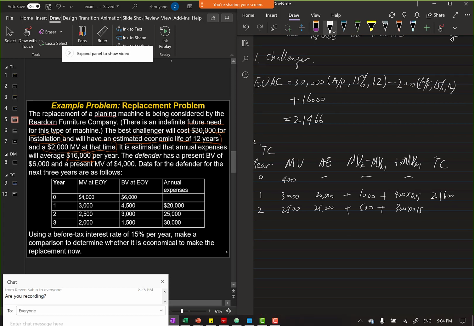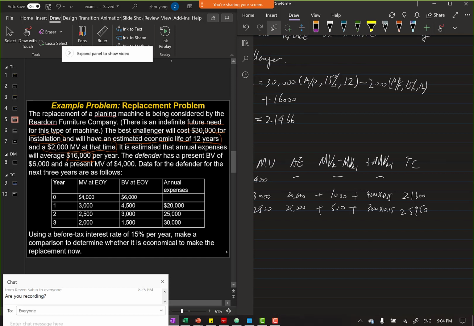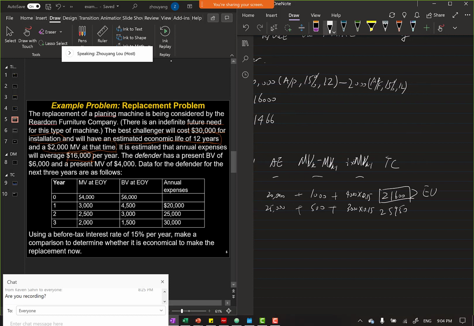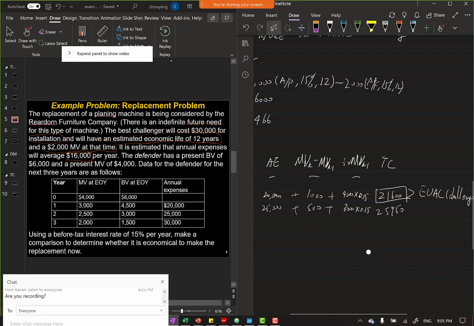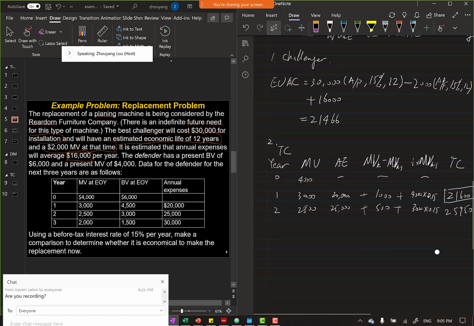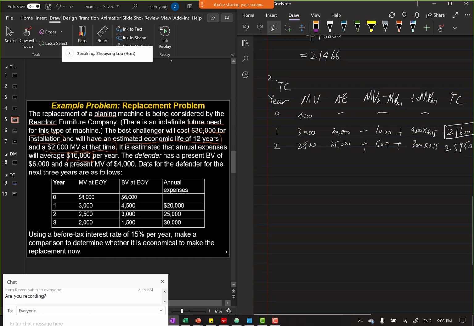And for the second year, that's going to be 2,5,950. And using the same logic as in the previous problem, this total marginal cost of this defender is already larger than the EUAC of the challenger. So we will have the same conclusion, that we want to replace this machine immediately. And if you want to check the UAC, that's fine too.